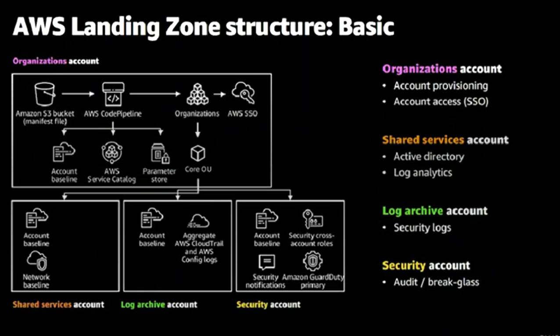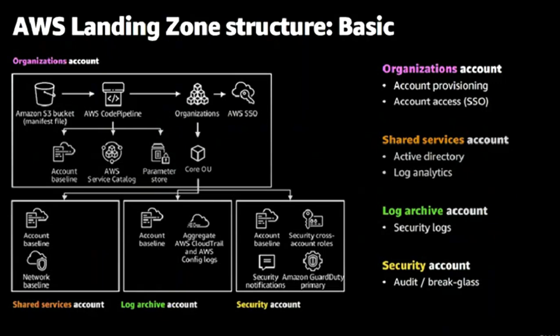You're going to have an S3 bucket created. You're going to have CI/CD code pipelines. You're also going to have Organizations. You're also going to have Cognito single sign-on. With the code pipelines, you're going to have the account baseline created. You're also going to have a service catalog created, and parameters.